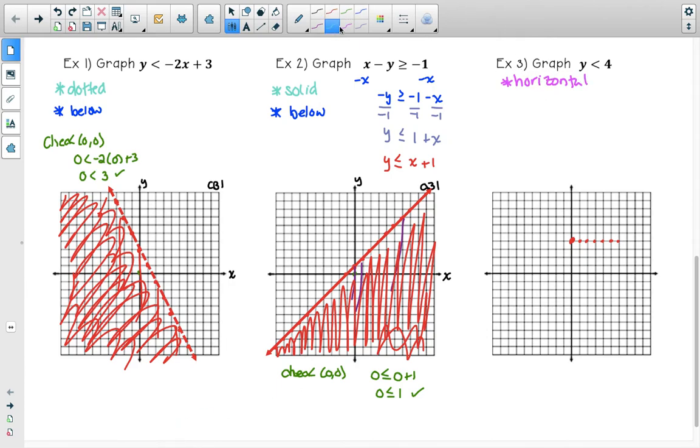Now, will this be a solid or dotted? Because this is just less than, it is not going to be solid. So that means this is a dotted line. Then, because this is less than, we want the values that are smaller than 4. So we want the information that's below the 4. And again, we'll check our 0, 0. So plugging it into here, y is 0, less than 4. Is 0 less than 4? Yes. That means that we should shade towards the 0, 0. All of our shading should go towards 0, 0.